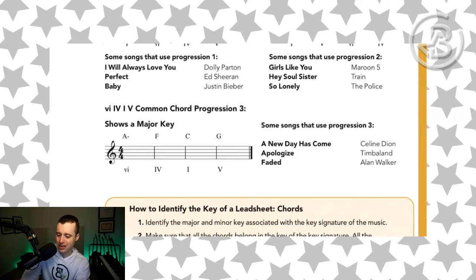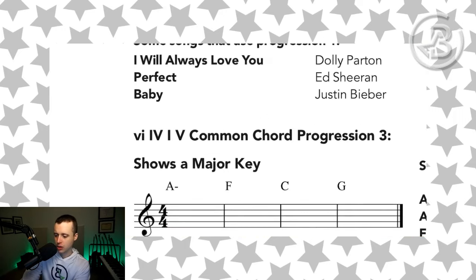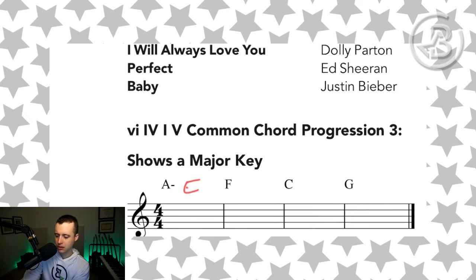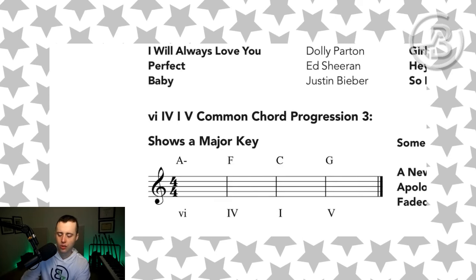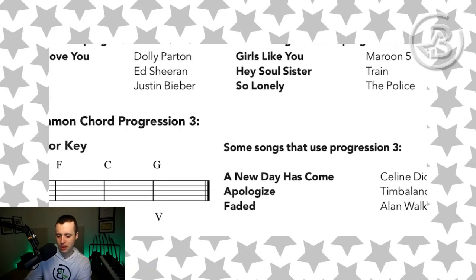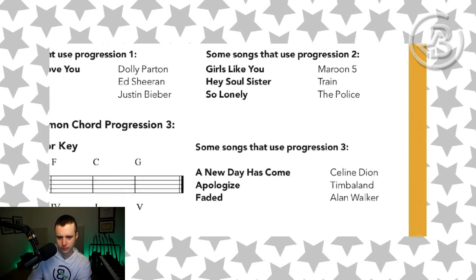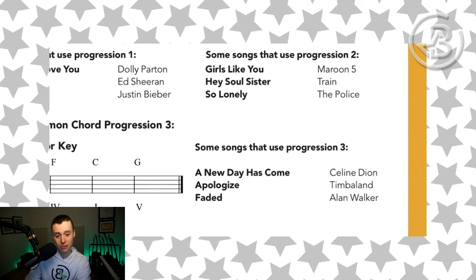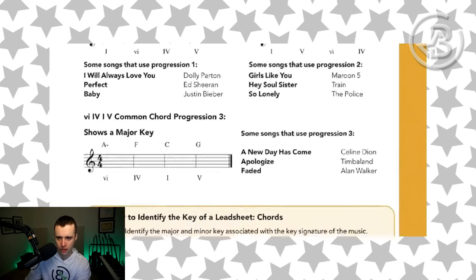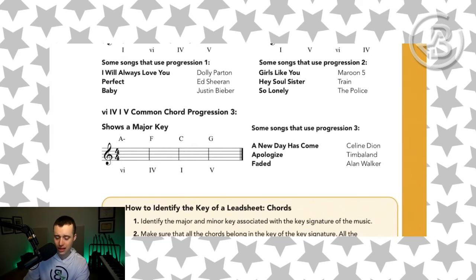If we were to do this in the key of G major, we would have E minor as 6, C as 4, G as 1, D as 5. And we can tell that from the Roman numerals. Three examples of this common chord progression are A New Day Has Come by Celine Dion, Apologize by Timbaland, and Faded by Alan Walker. So I know this was kind of a long lesson, but hang with me here.